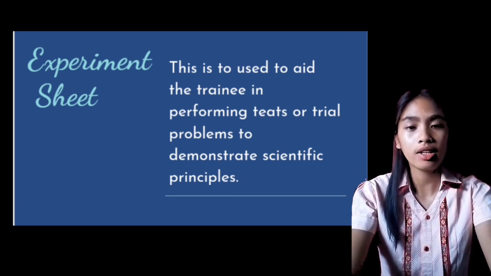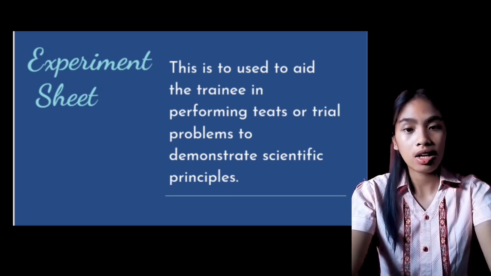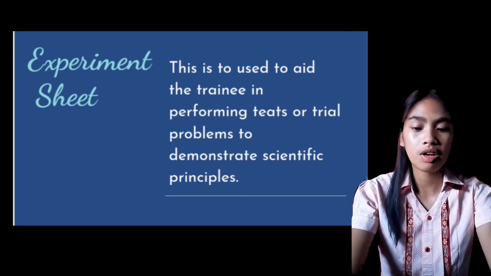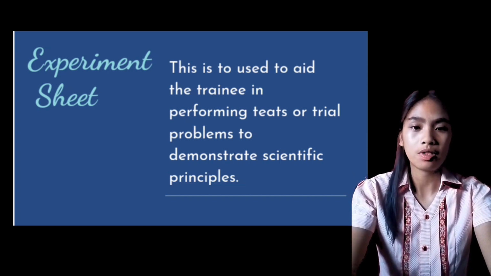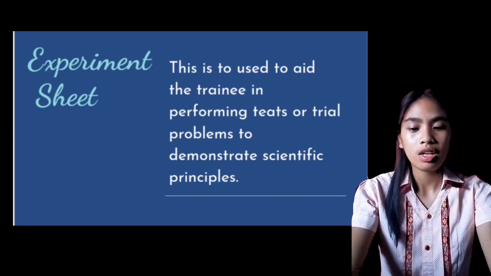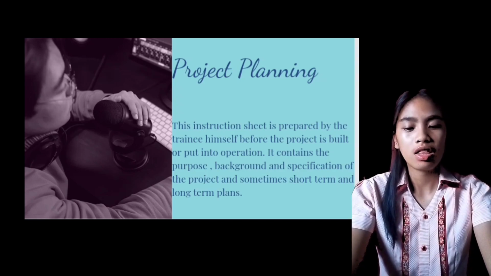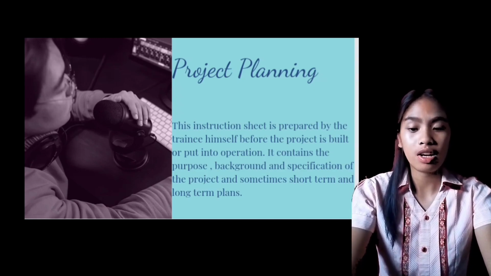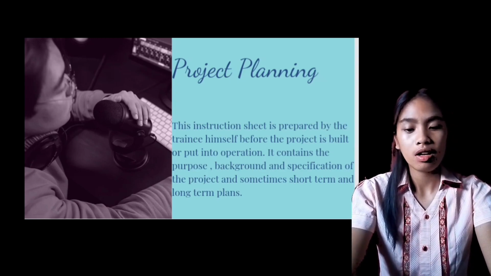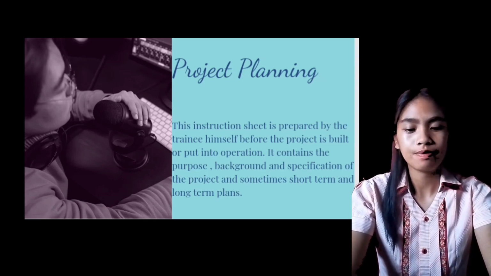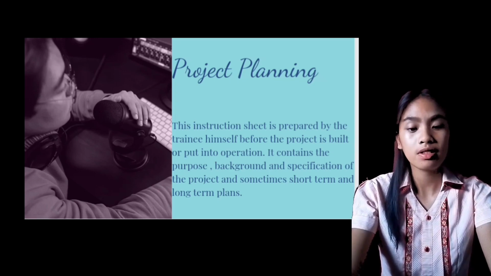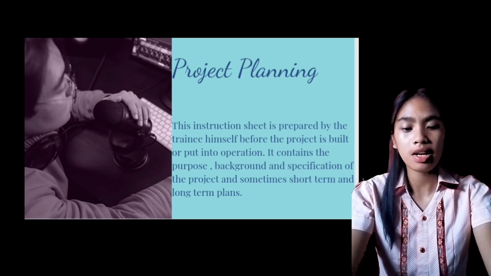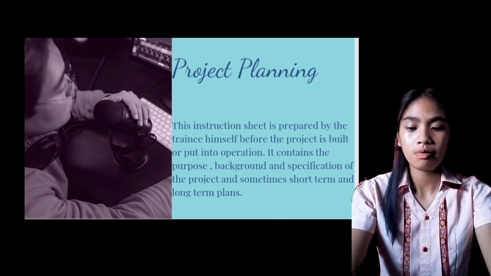This is used to aid the trainee in performing test or trial problems to demonstrate scientific principles. The third one is the project planning sheet. This instruction sheet is prepared by the trainee himself before the project is built or put into operation. It contains the purpose, background, and the specification of the project, and sometimes short-term and long-term plans.